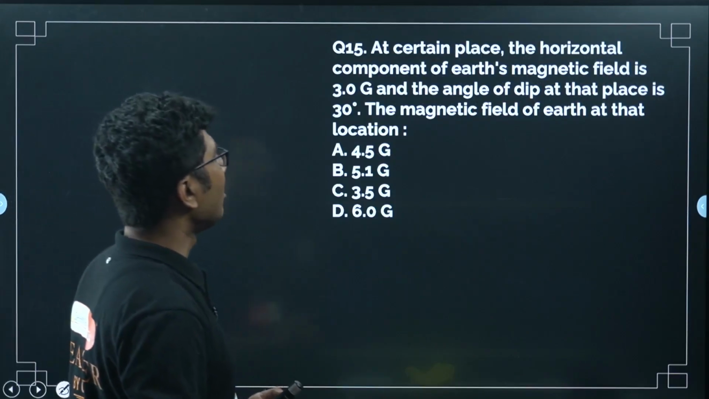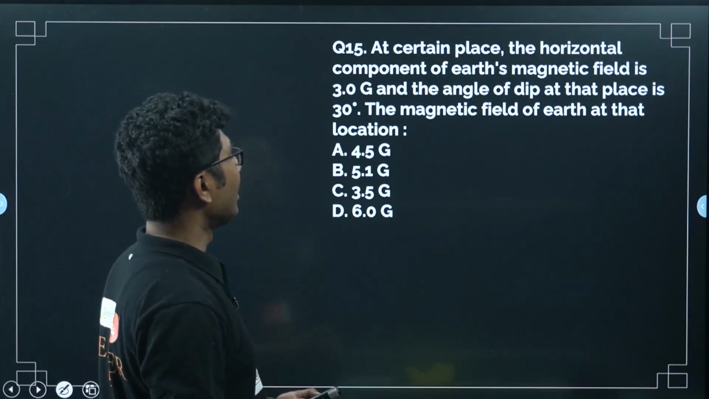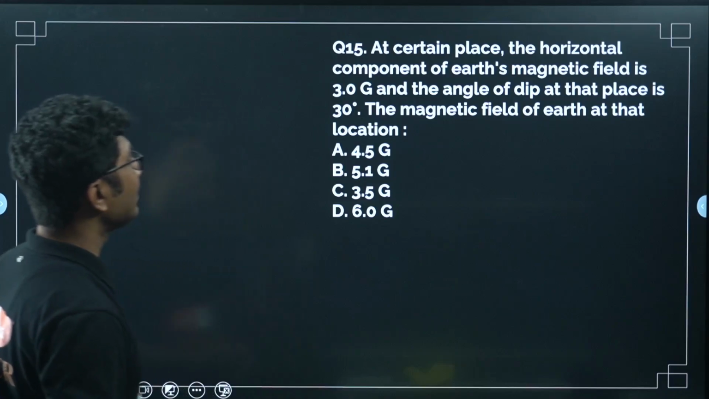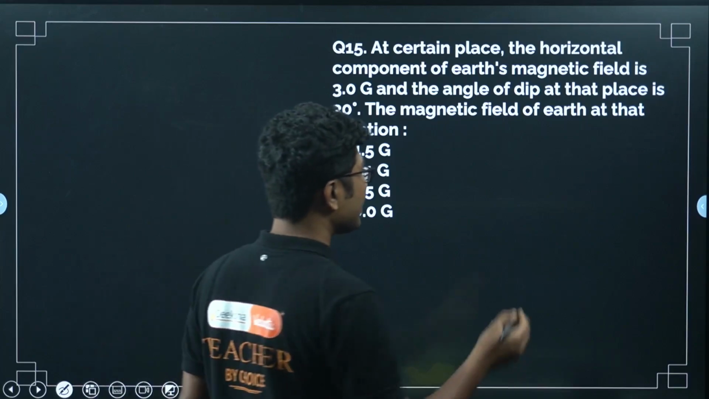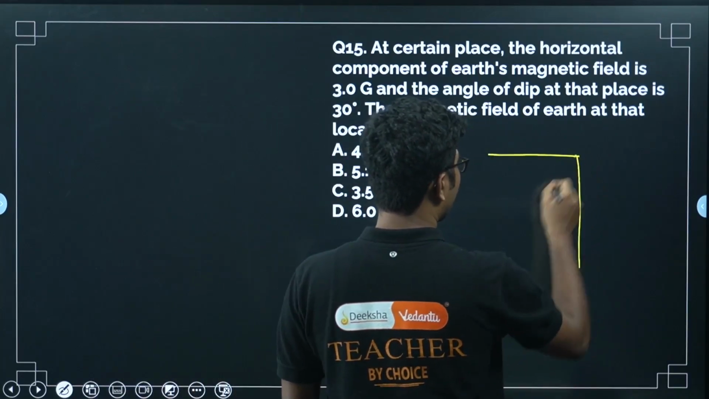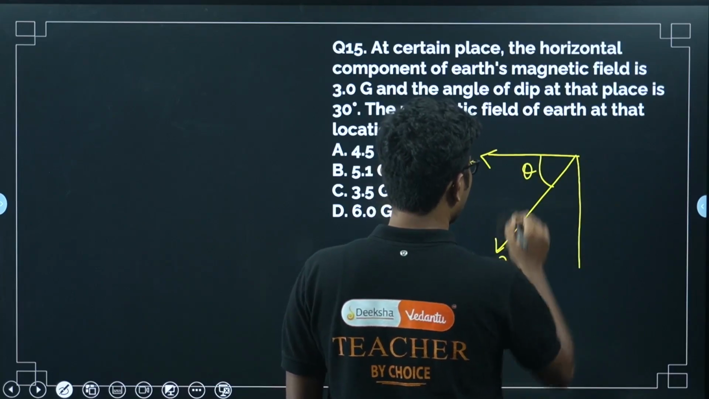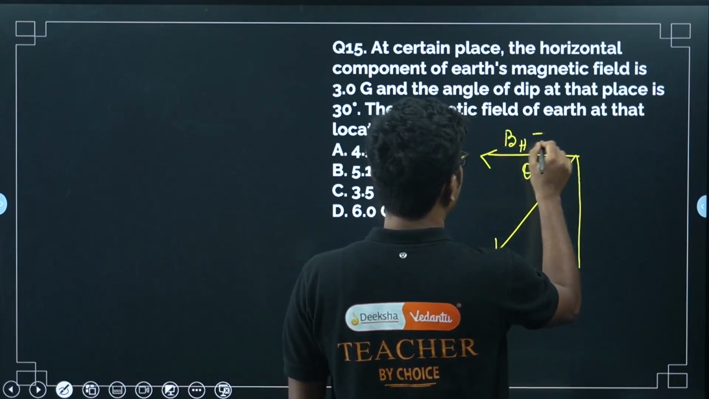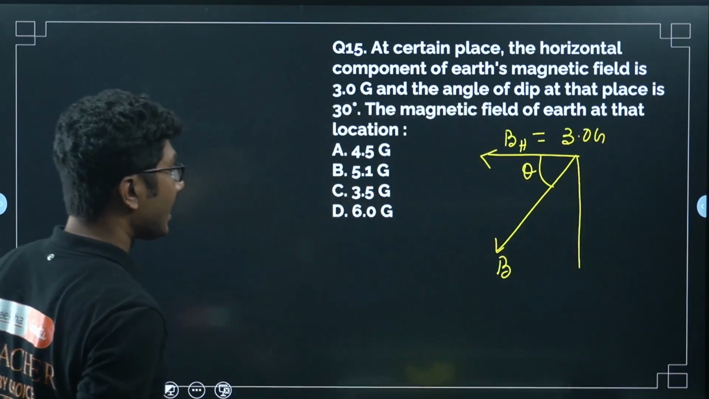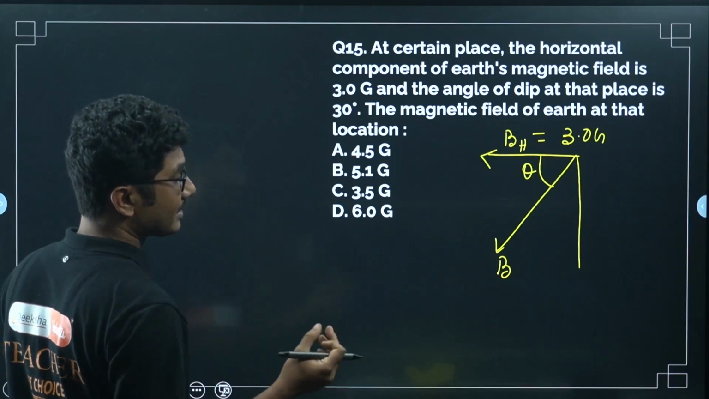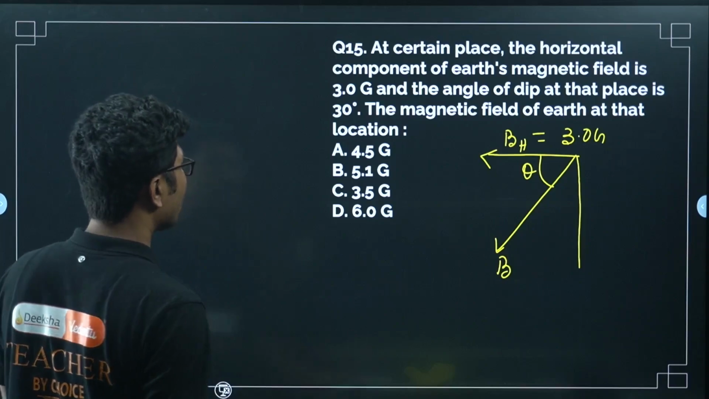At a certain place, the horizontal component of Earth's magnetic field is 3.0 Gauss and the angle of dip at that place is 30 degrees. What is the magnetic field of the Earth at that location? Same question we have solved. This was one of the pattern questions appearing multiple times. So theta was here, magnetic field is here, and horizontal component. Now Gauss is no longer used, only we use Tesla. Gauss is a CGS unit, and Tesla appears to be 10 to the minus 5, minus 6, so that's why Gauss was used, but Gauss is no longer used.